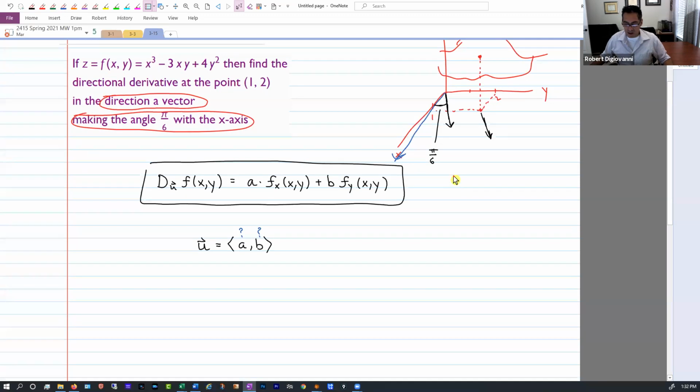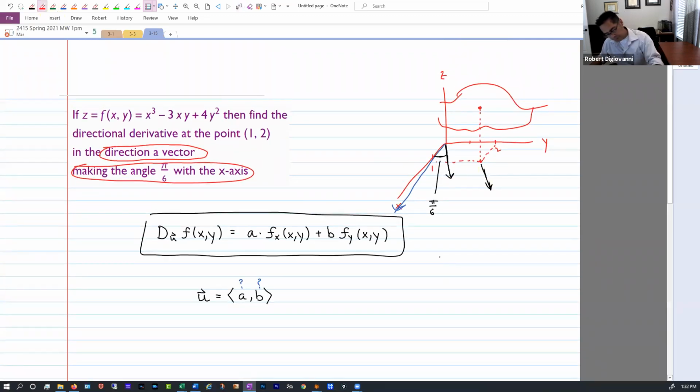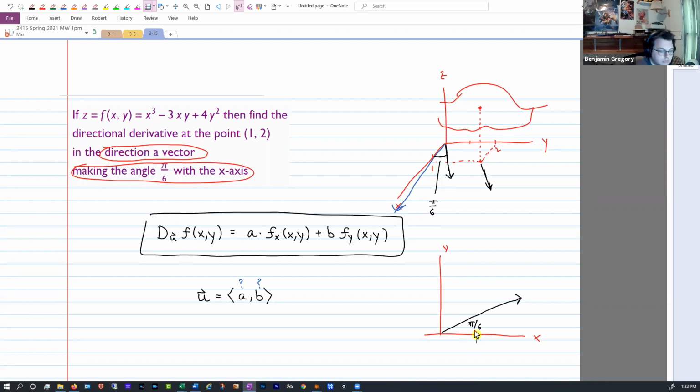So to get those, let's look at this XY plane from the top. We know that we have to be pointed out like this. And we know this has to be pi over 6. So can somebody tell me what the components of this vector would have to be? What's A and what's B if this is going to have an angle of pi over 6 and be a unit vector? What does unit vector mean? It's a length of 1. Has to have a length of 1. Anyone have any ideas?